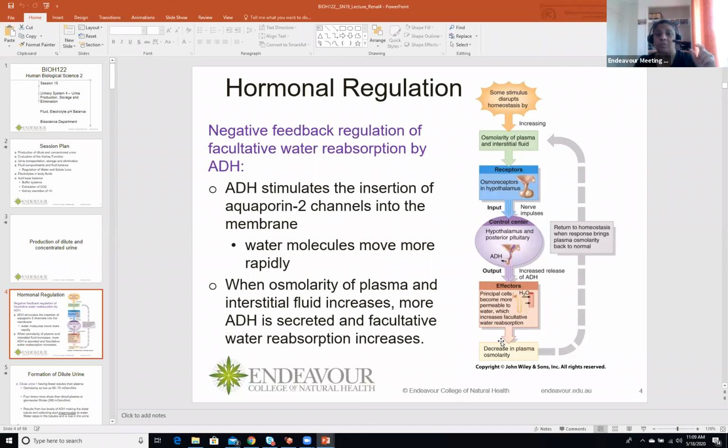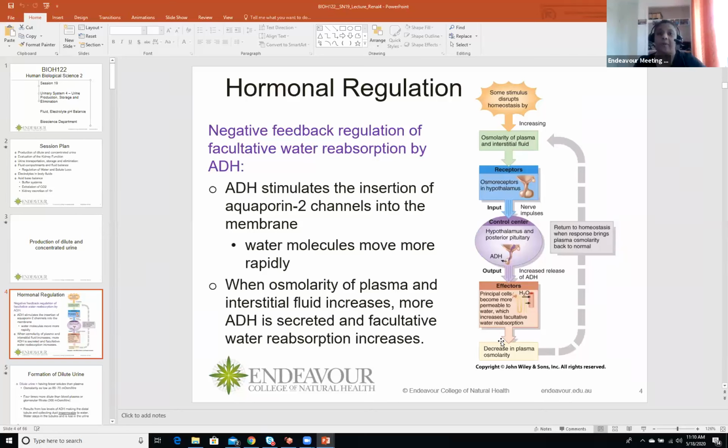In the distal convoluted tubule and collecting duct, the concentration of water is high, right? Remember, because they are impermeable to water. So when aquaporin channels are inserted into these tubular cells, water will go from the higher concentration to the lower concentration. So water will go from the renal tubules into the peritubular capillaries.